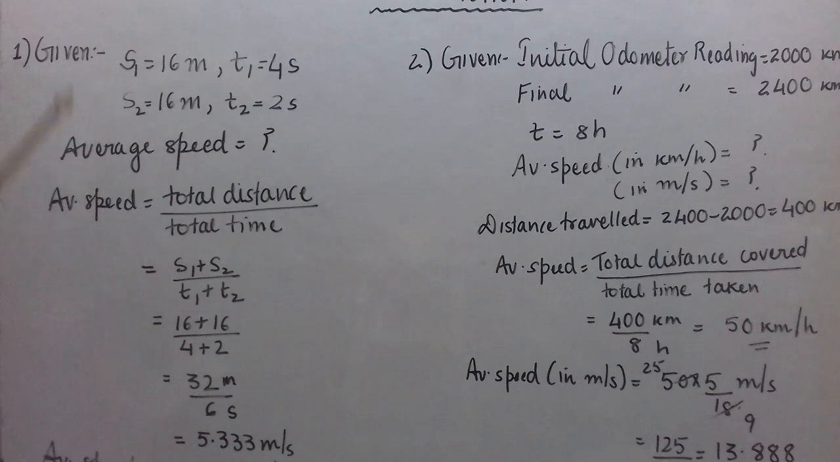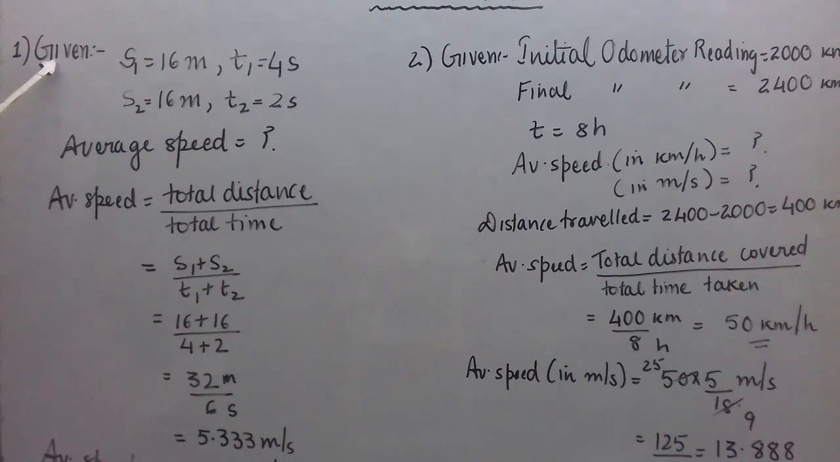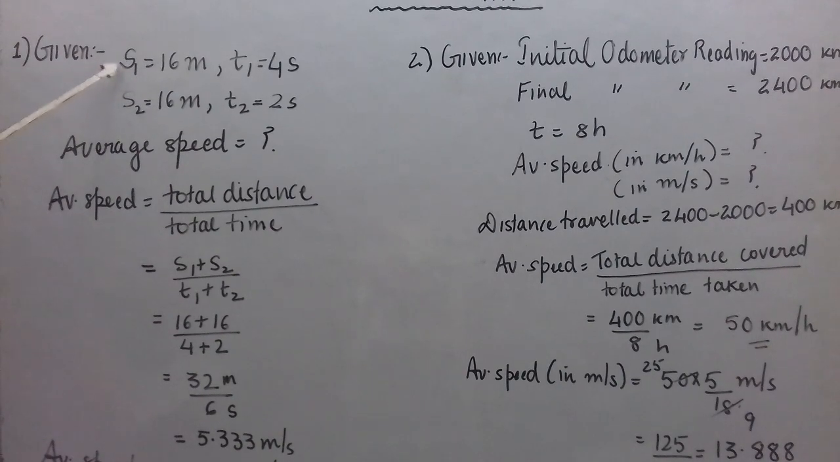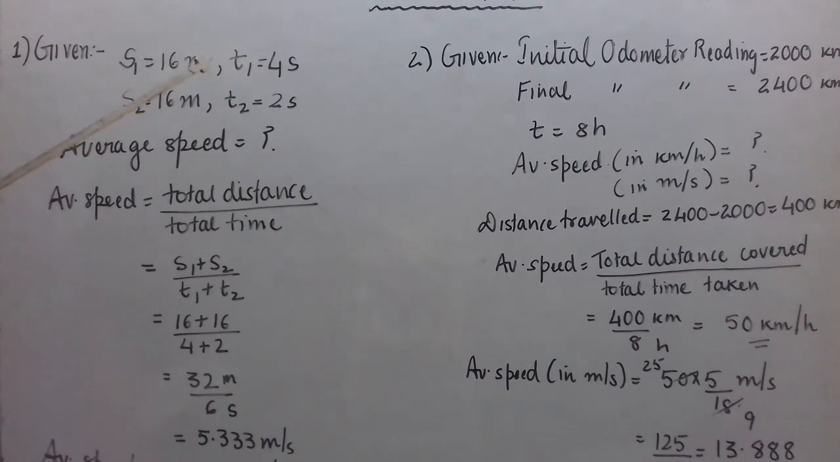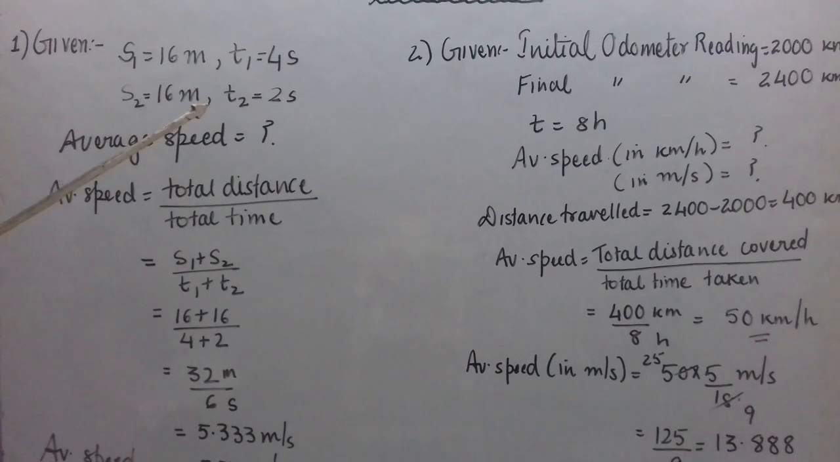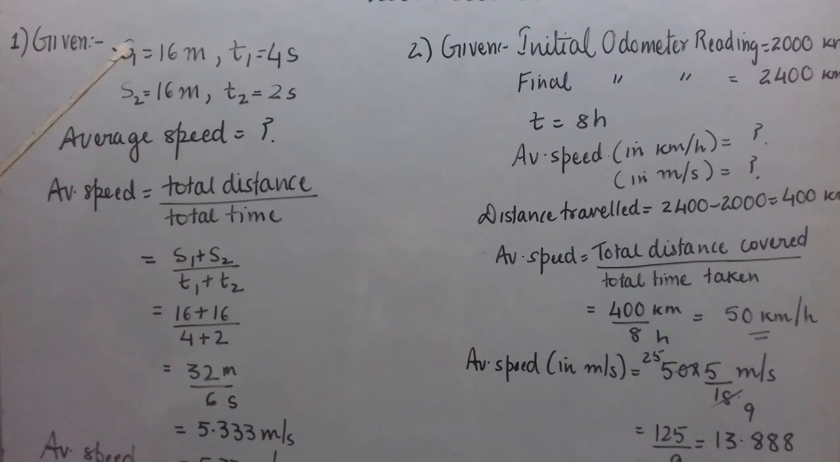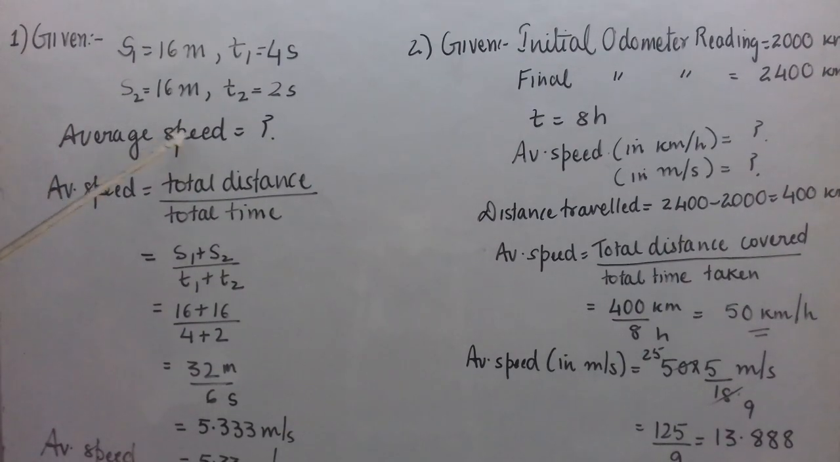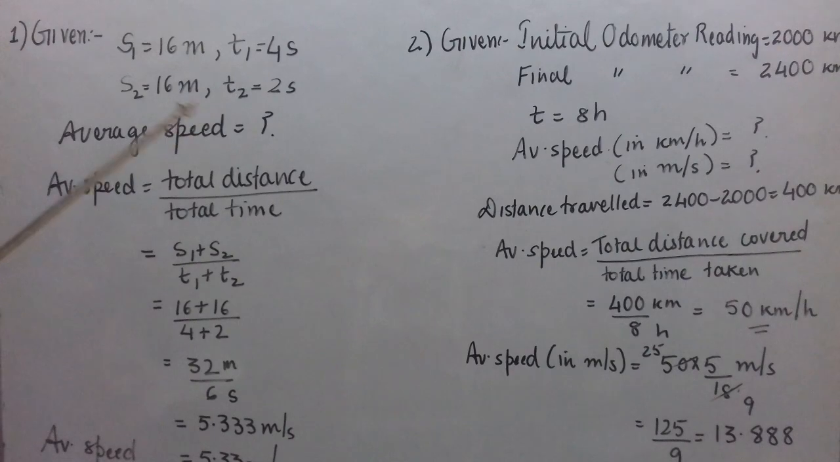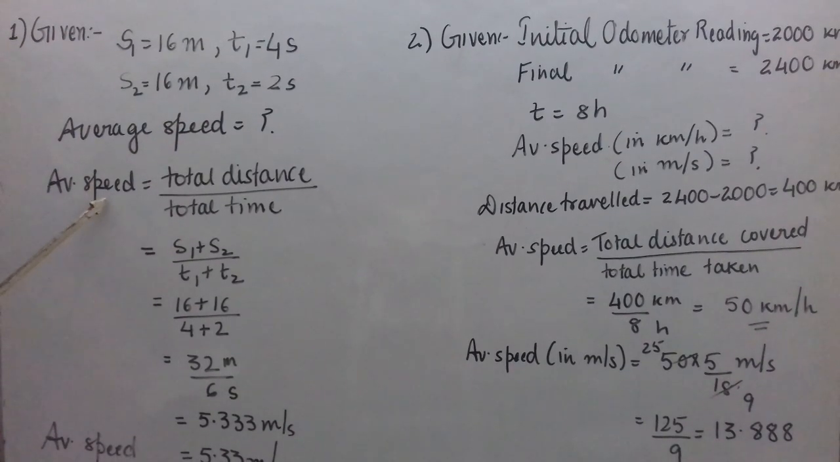So it is given that first he travels 16 meters in 4 seconds. So I have represented it by S1. 16 meters is S1 and T1 is 4 seconds. And then another 16 meters in 2 seconds. So S2 is 16 meters and time taken T2 is 2 seconds. What you have to find out? Average speed of the object. So average speed is question mark. No conversion required here. What is the formula for average speed?